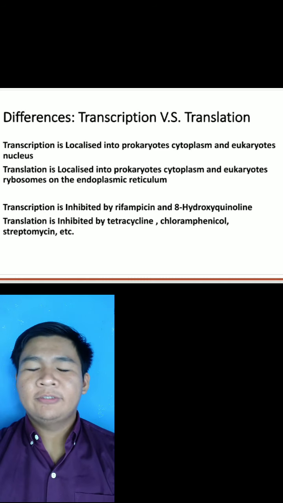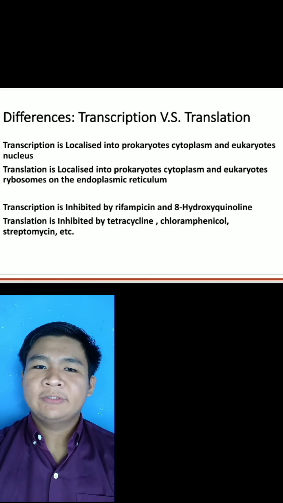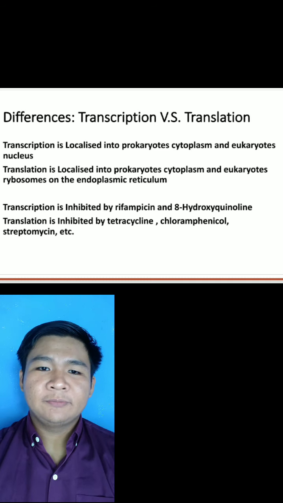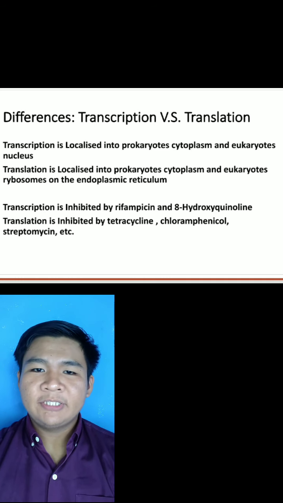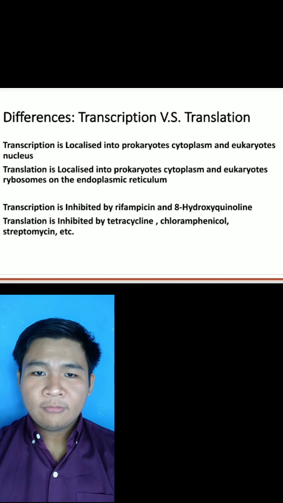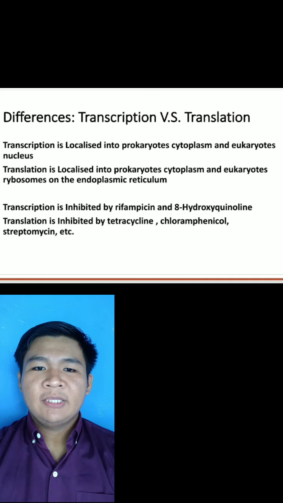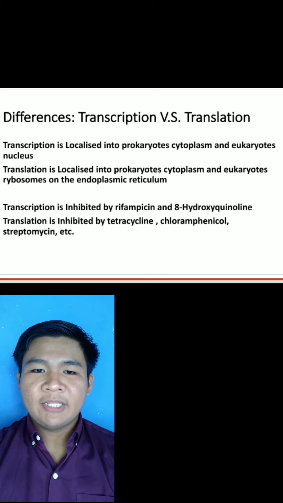Lastly, for their difference, transcription is inhibited by rifampicin and 8-hydroxyquinoline, while translation is inhibited by tetracycline, chloramphenicol, streptomycin, and cycloheximide.